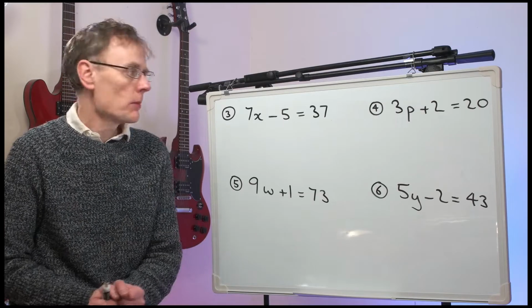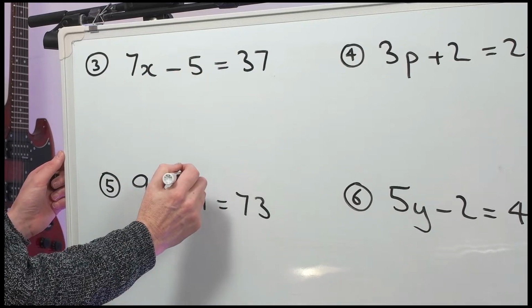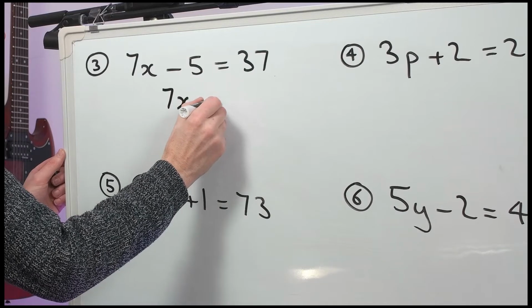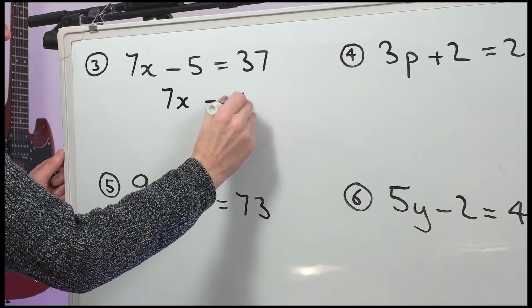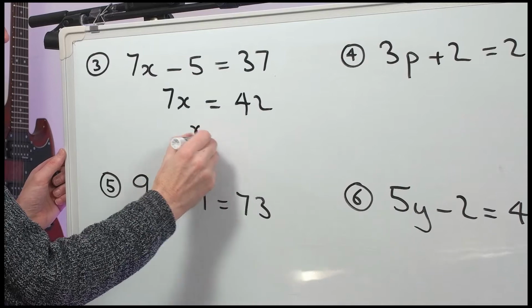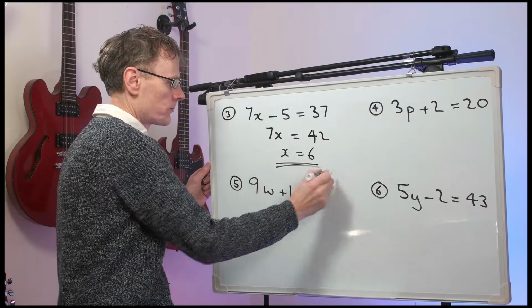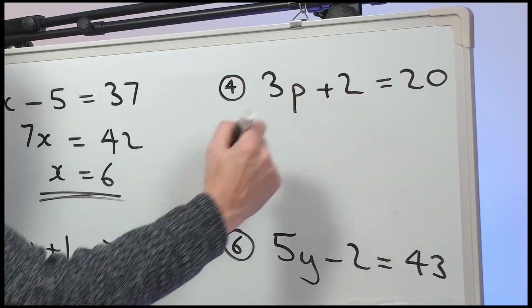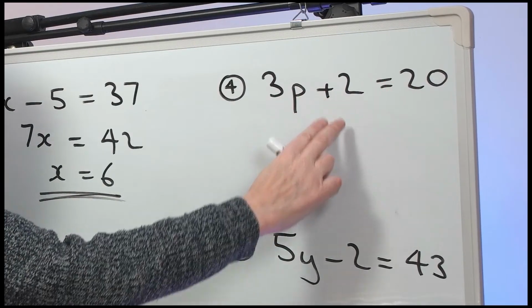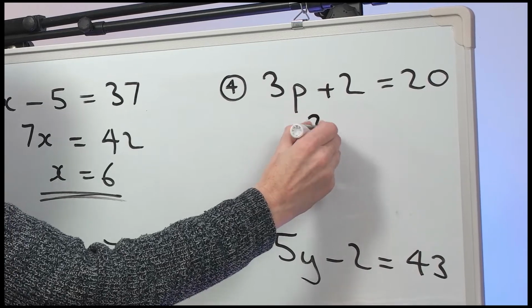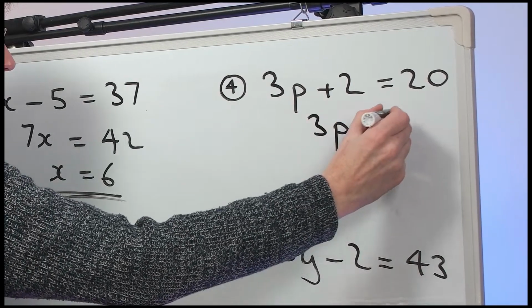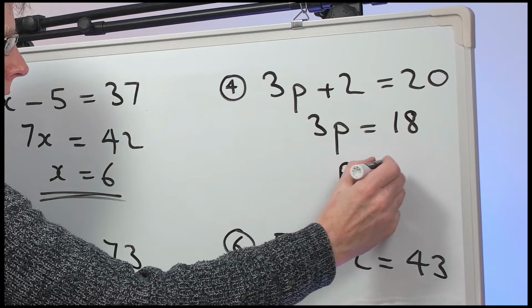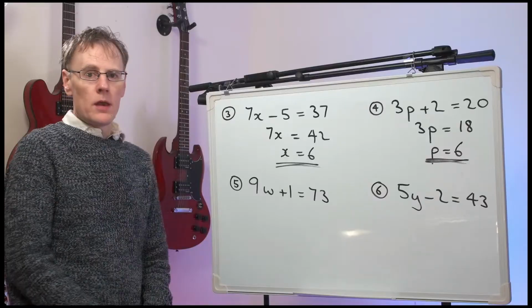Okay, answers. So, you've copied the question. Now, we're going to add 5 to both sides. So, 7x equals 42. So, x equals 6. Number 4. We've copied the question. Now, we're going to take away 2 from both sides. So 3p equals 18. p equals 6.